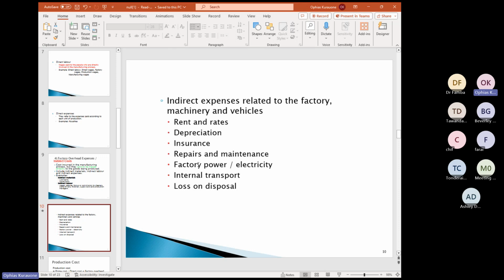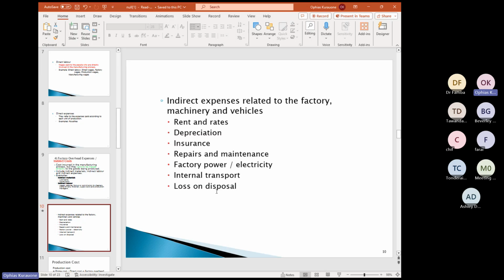Then we've got factory power. In factory power, you need electricity to run our systems. Though we might use our generators, sometimes it's very expensive. You need electricity so that you can run our machineries and our production process, so we should pay for that. Then we need internal transport. For internal transport, we need to move from A to B. That is very critical.